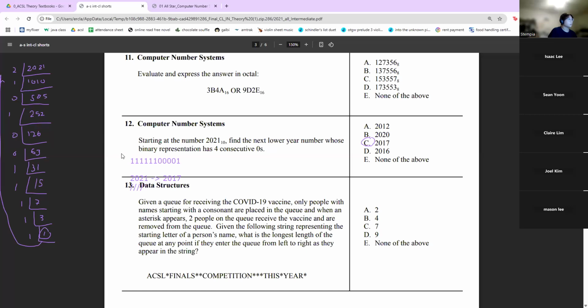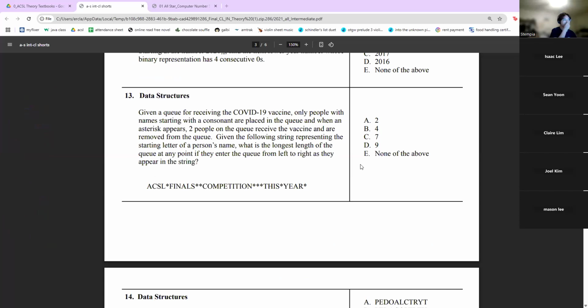All right. Number 13, we also went over this yesterday, but just for completion's sake, let's go over it again. Given a queue for receiving the COVID-19 vaccine, only people with names starting with a consonant are placed in the queue, and when an asterisk appears, 2 people on the queue receive the vaccine and are removed. So basically, we're going to go through this left to right. If we see a vowel, we're not going to add it to the queue at all. If we see a consonant, we add it to the queue. If we see an asterisk, we're going to remove 2 units from the queue. Keep in mind, when we are popping from a queue, we are removing things from the front, not where we added it from the other side.